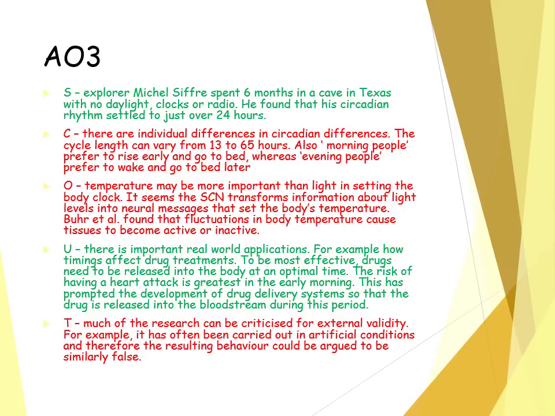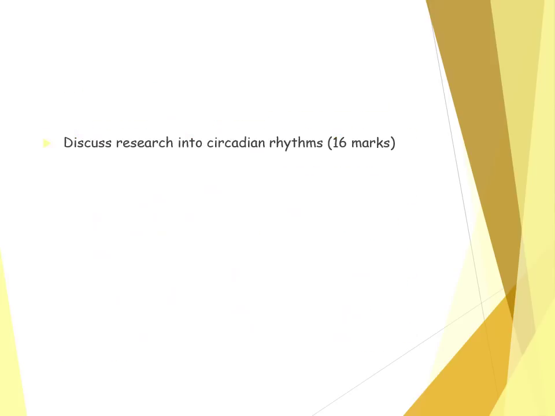Now, it's quite difficult to test, and much of the research has been criticised for its lack of external validity. So for example, it's been carried out in artificial conditions, so it has low ecological validity and therefore resulting in behaviour that could be similarly false. So we should be cautious when applying those findings from an artificial lab experiment into an everyday setting. Are the findings and the conclusions as accurate as what we first think?